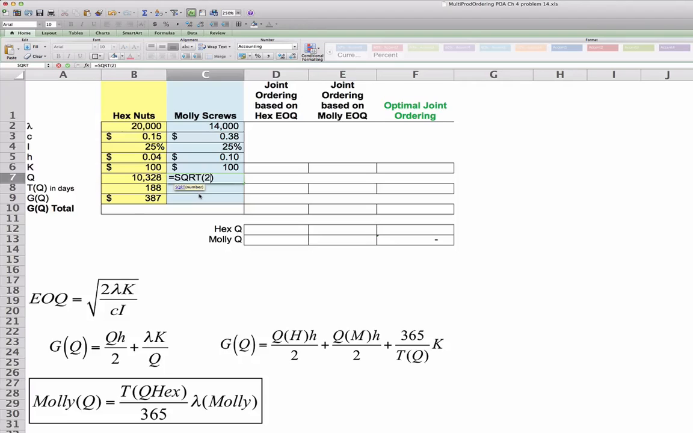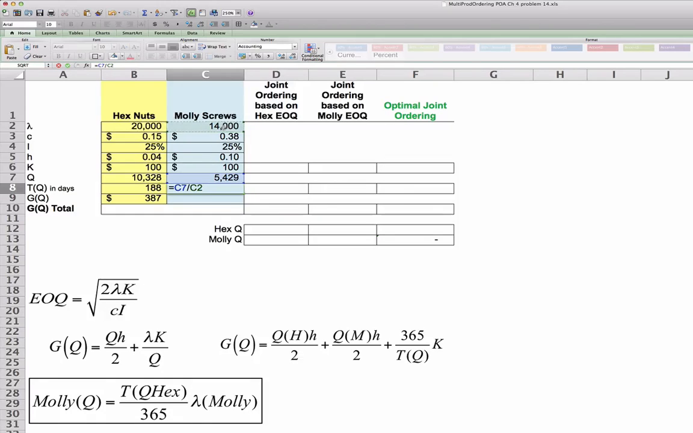Now I'll do the exact same thing really quick for molly screws. These are, of course, the same exact calculations. So again, we're looking at the order quantity. That is the square root of 2 times annual demand times the order placement cost divided by H. We're again calculating the order interval as Q over annual demand, lambda, multiplied by 365.